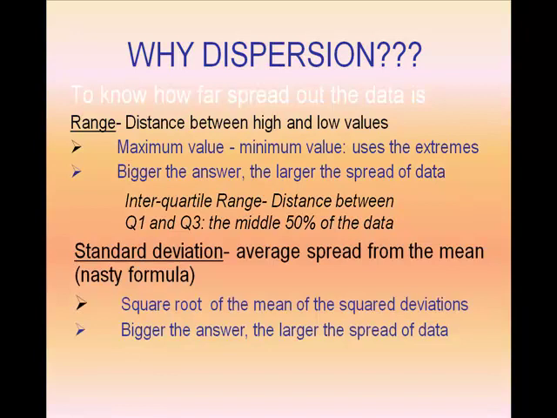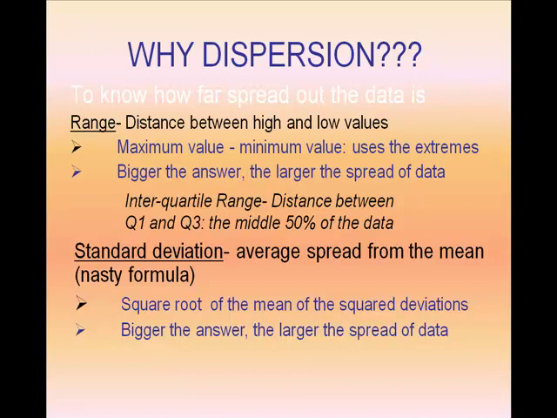A second measure of dispersion is the standard deviation. This is the average spread from the mean, and it's a nasty formula. You're going to take the square root of the mean of the square deviations, whatever that means, and the bigger the answer here, the larger the spread of the data.